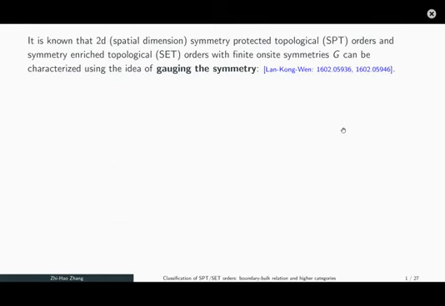Last week, we talked about the classification of 2D spatial dimension symmetry protected topological orders, and symmetry enriched topological orders with a finite onsite symmetry G. We used the idea of gauging the symmetry to classify these SPT and SCT orders. Now we are going to briefly review the basic ideas.